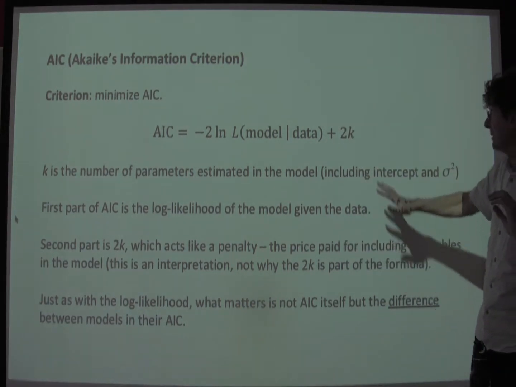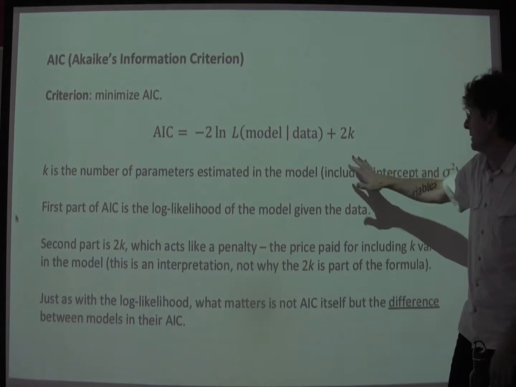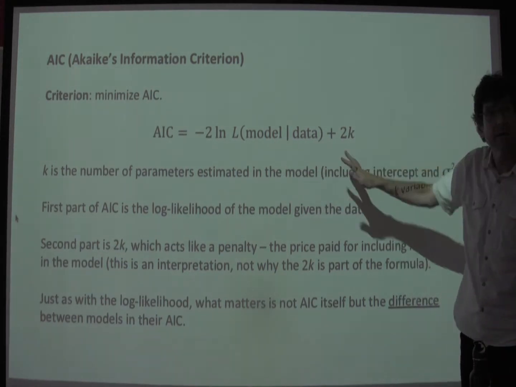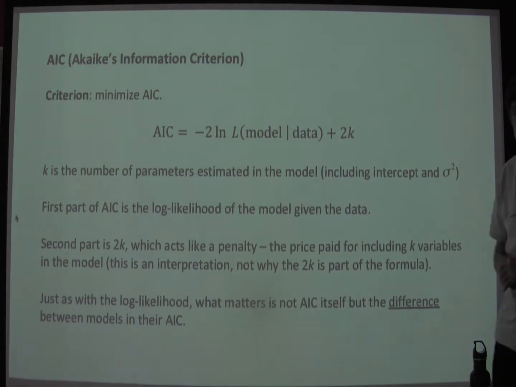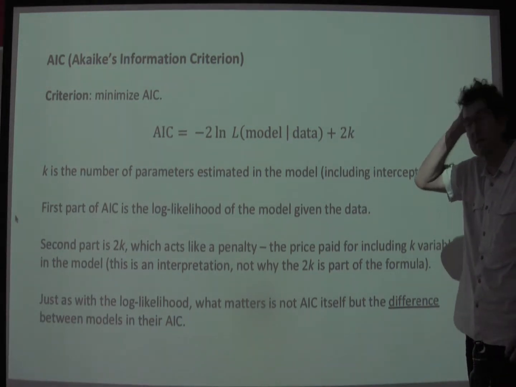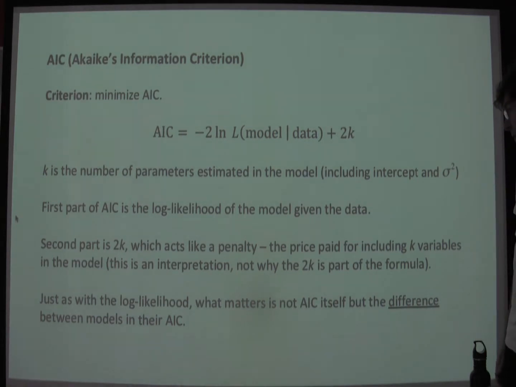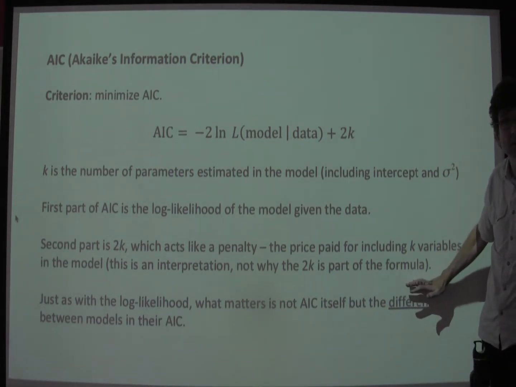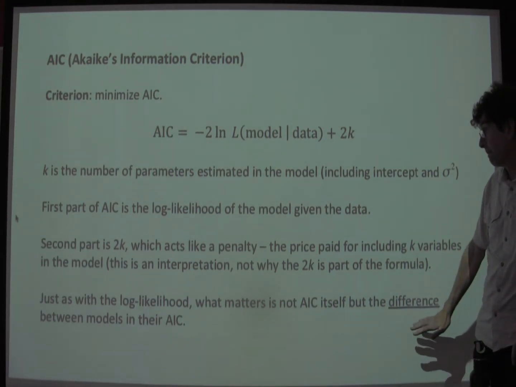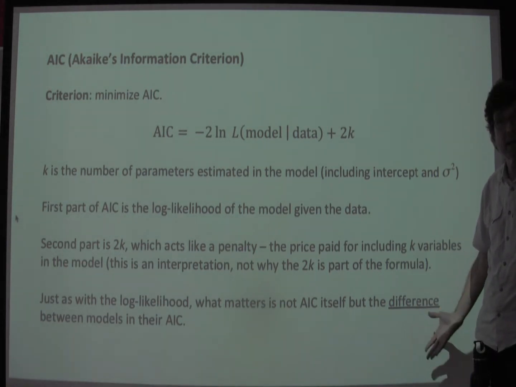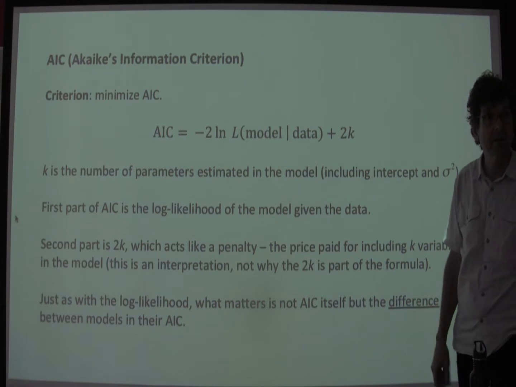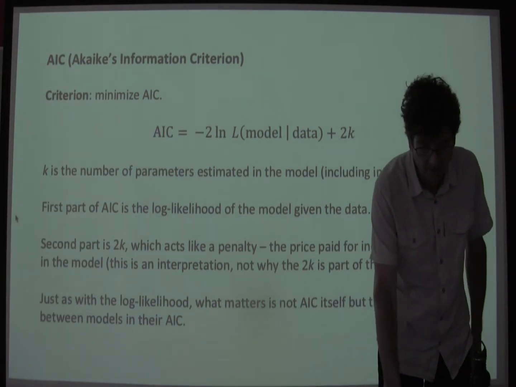Now I want to stress it. The best way to interpret this is that it's sort of log likelihood with a penalty. But that's the interpretation. It wasn't invented to have a penalty. It was invented as a quantity to minimize loss of information when fitting models to data. So it acts like a penalty, and it's a good way to interpret it. As with log likelihood, what matters is not the AIC score itself, but the difference between AIC scores for different models.